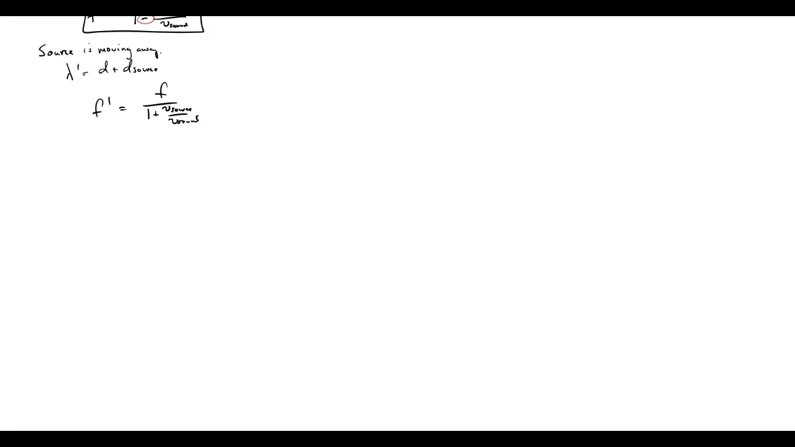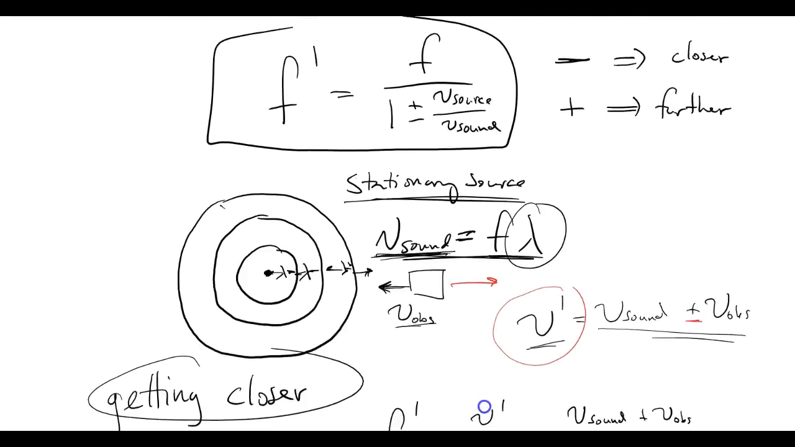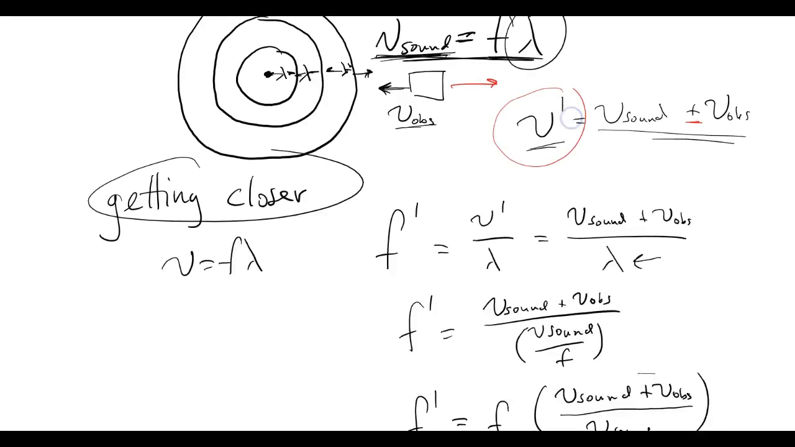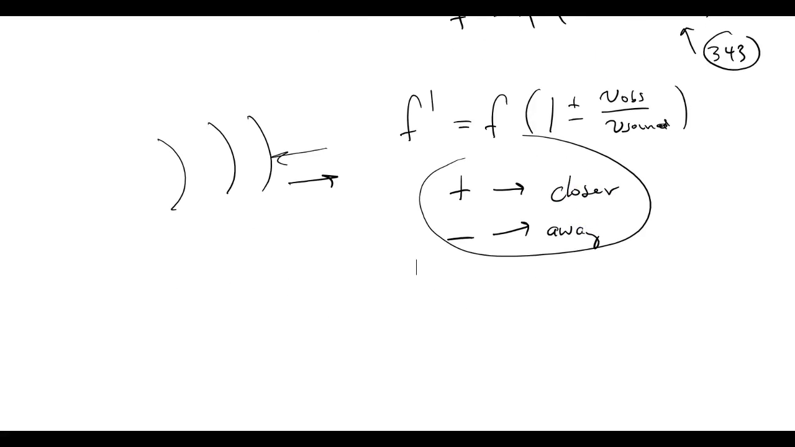So let me go back to this. Actually, I'll just go back up here. Sorry. So in this particular case, this was a moving source and stationary observer. The minus sign was when you're closer, and the plus sign is when you're getting further away. This is for a stationary source. It's not moving, but you're moving relative, and so you get this particular equation.